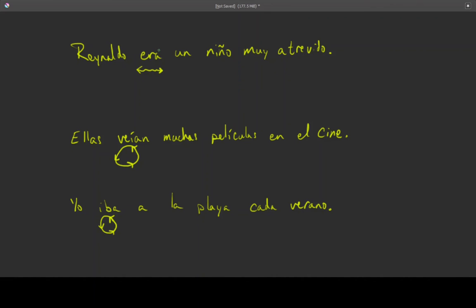And then finally, the last sentence, yo iba a la playa cada verano. The idea of cada verano means every summer. So this is something we used to do over and over and over again. So I used to go to the beach every summer.